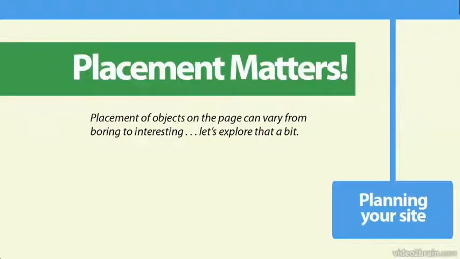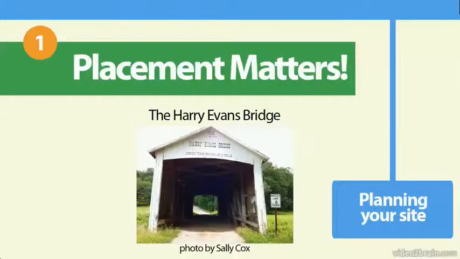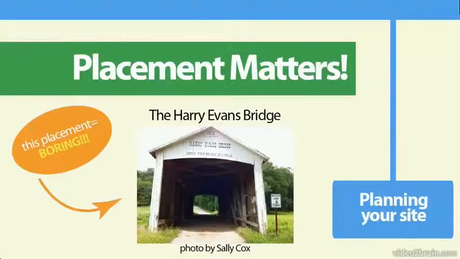Placement of objects on the page can vary from boring to interesting. Let's explore that a little bit. Here's a basic layout of just a photo of one of the covered bridges, with the name of the bridge centered above it and the photo caption below it. This particular placement is boring. So the font is the same for the headline and for the photo caption, and it just looks boring.